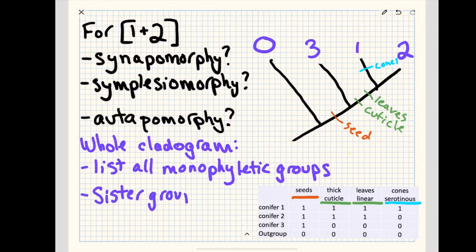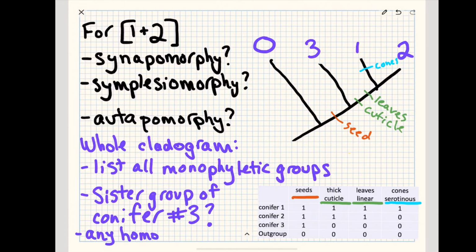Now, what's the sister group of conifer 1? What would you say? Conifer 2, hopefully. That's the closest relative. It's the only other descendant of the common ancestor that's closest to 1 and 2. But what about the sister taxon of conifer number 3? Or actually, in this case, it's a whole group. We need to go down to the most recent common ancestor of 3 and then take the other lineage. And so actually the sister group of conifer number 3 is the group 1 plus 2. Cool.